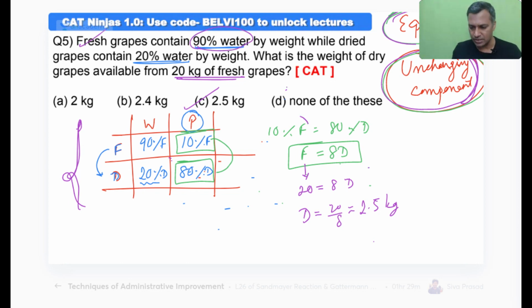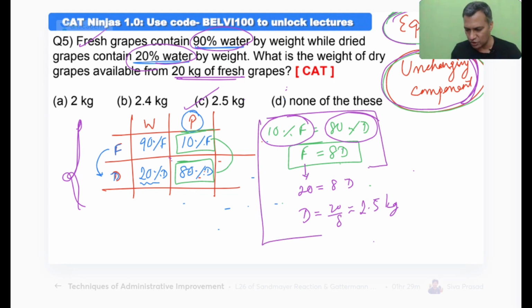90% is water means 10% is fresh. You would have directly written it here. 20% is water means 80% is nothing but pulp. You would have directly written this equation and closed it. This is what you would have ended up writing. Are you all getting this point, what I'm trying to say, my friends?